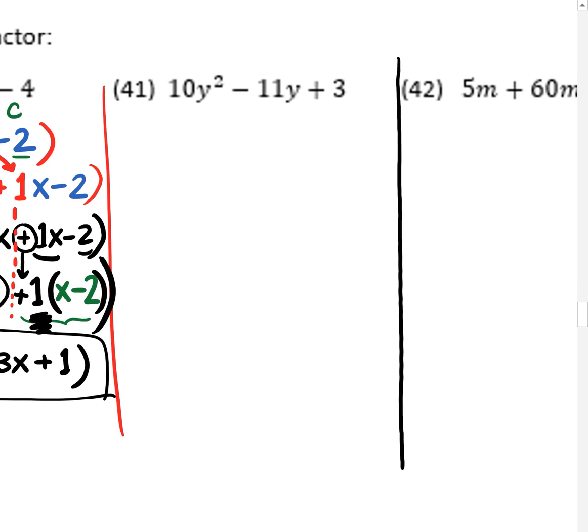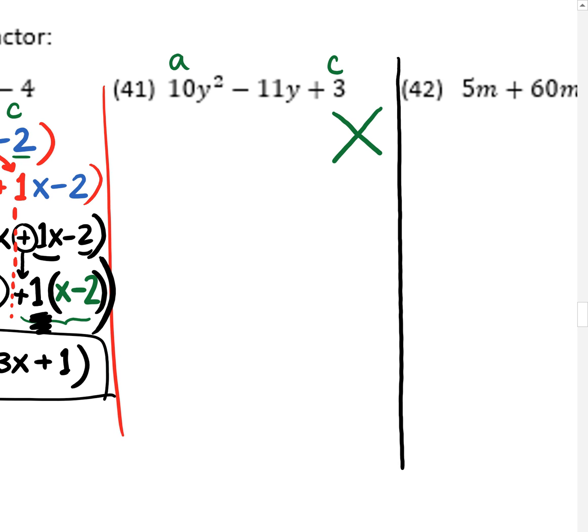This one, though, at least it might be a little easier, because there is no common factor. 10y squared, -11y, and 3, they have nothing in common, so I'm just going to skip straight to making the little diagram thing here. So I'm looking for, remember, what's a times c?